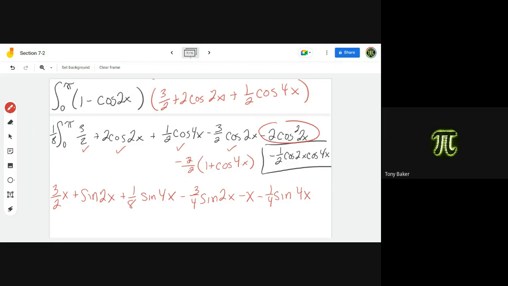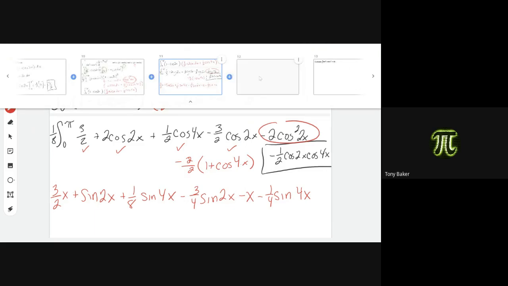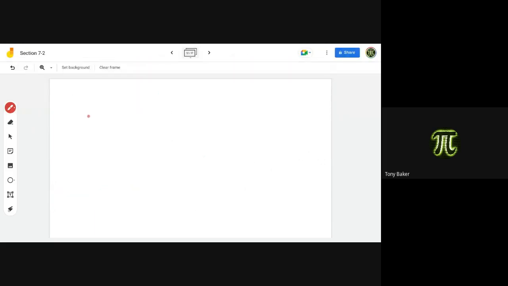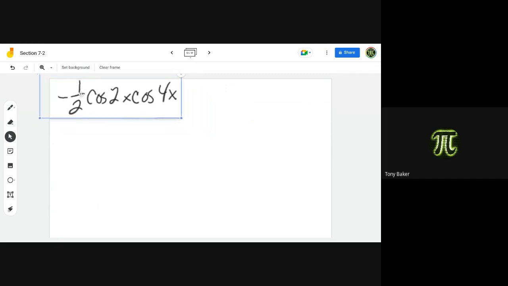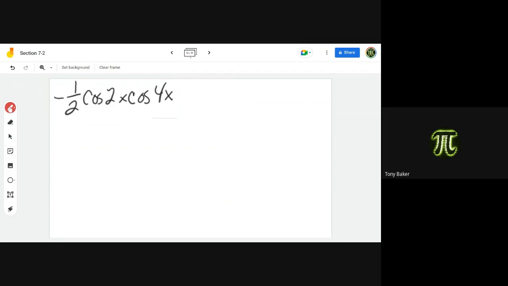All right, now we got that cosine 2x and cosine 4x, and let's see if we can do something with that, which I'm not totally sure we can. So we're gonna try. But the bad news is we might have to actually redo this problem with the other method. It's possible. The good news is I'm not doing 7-3.